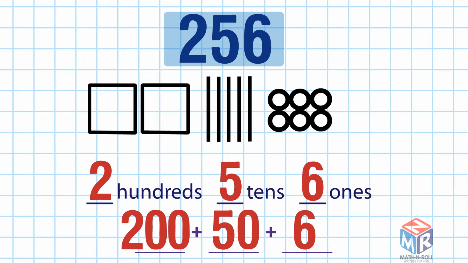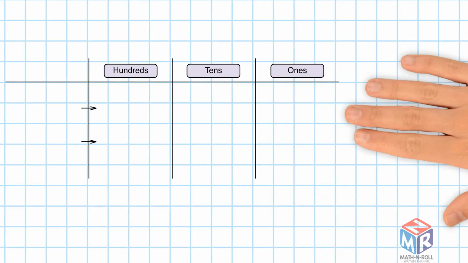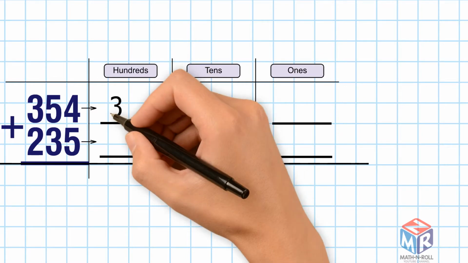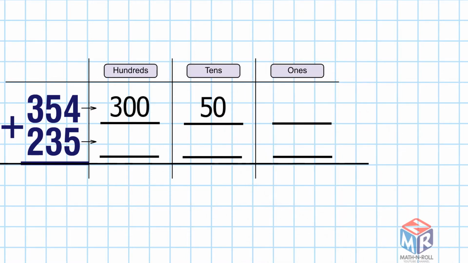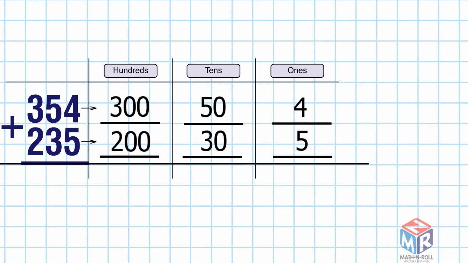Let's try an example. 354 plus 235. Let's break apart 354. 354 becomes 300 plus 50 and 4 ones. 235 becomes 2 hundreds, which is 200, plus 30, and 5 ones.